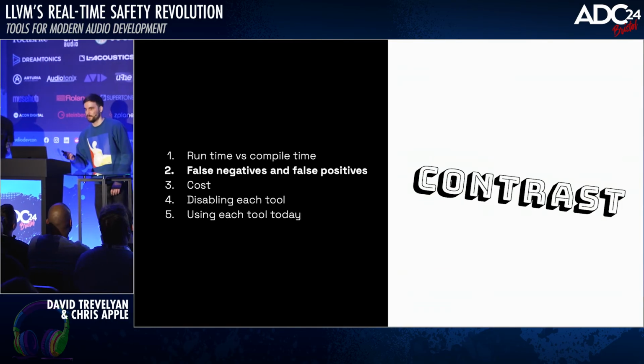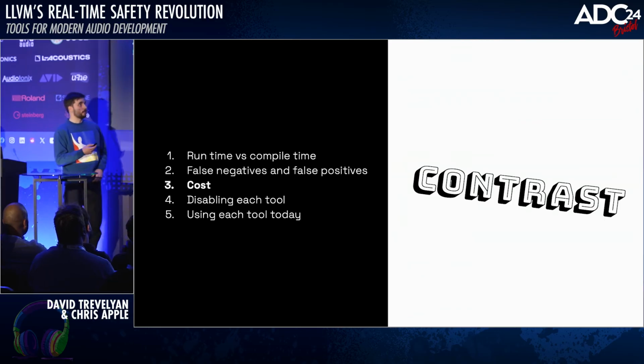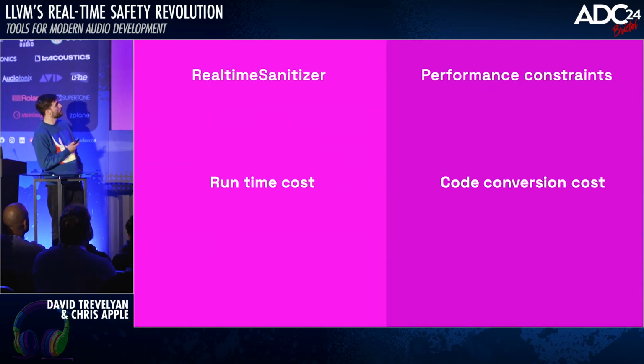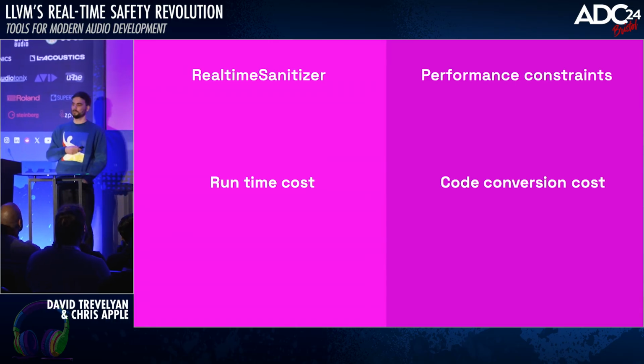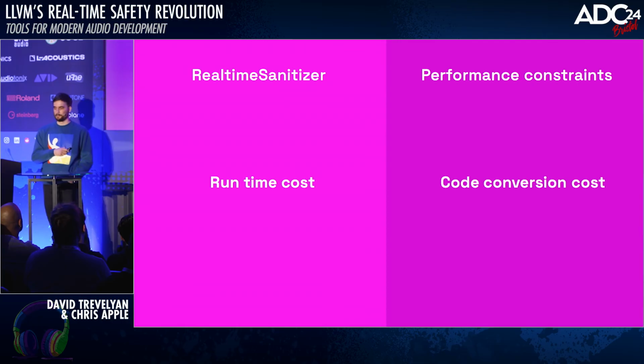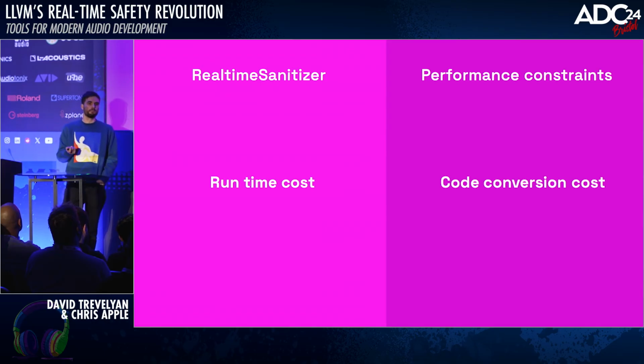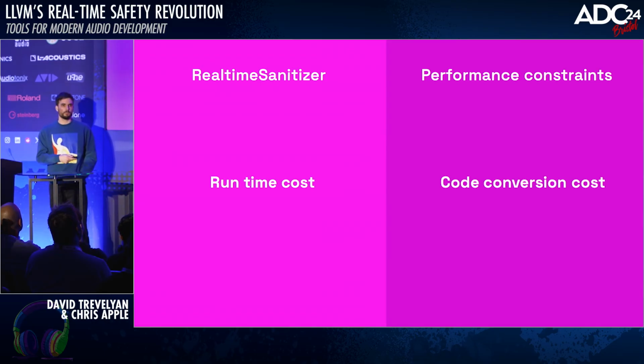All right. Let's look at the cost. RealtimeSanitizer has a small but non-zero runtime cost. We're going to take a look at that. Performance constraints, adding these attributes, due to the nature of their virality, there is some engineering cost, and we'll take a quick look at that as well.